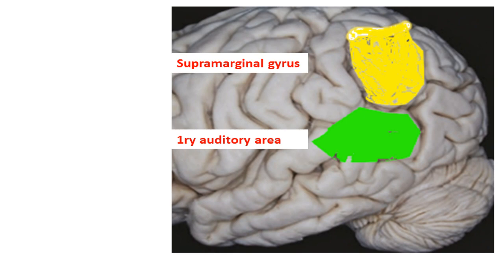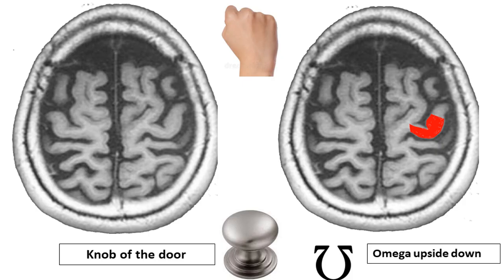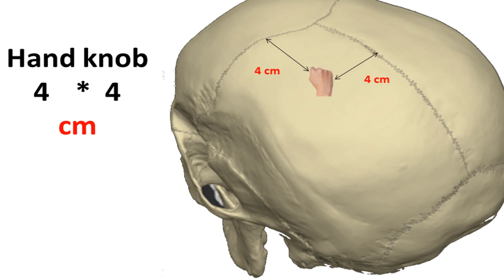We have seen the bregma and the urion, and there is a point midway between them. It is the projection of the hand knob, a characteristic region in the motor area that is shaped like the knob of a door or the omega sign and is responsible for controlling the hand. Here in this image, it is colored in red on the right side. To easily remember its rough localization, remember 4x4. I mean it is 4 cm lateral to the midline, 4 cm posterior to the bregma or to the coronal suture.